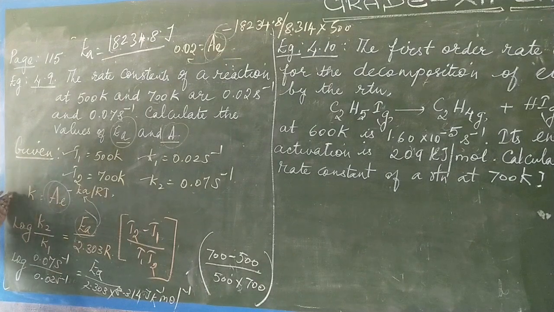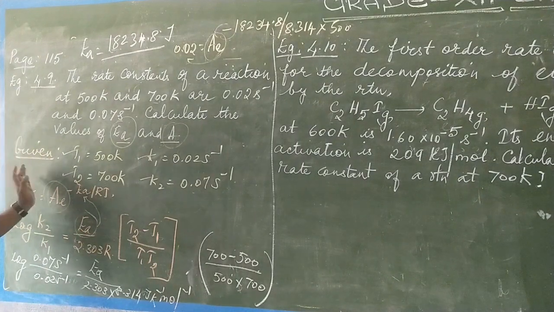Second step: the EA value found has to be substituted in the given formula. Then I will find the value of this A, which is the pre-exponential factor, otherwise called the Arrhenius factor. This is how you have to do this sum.